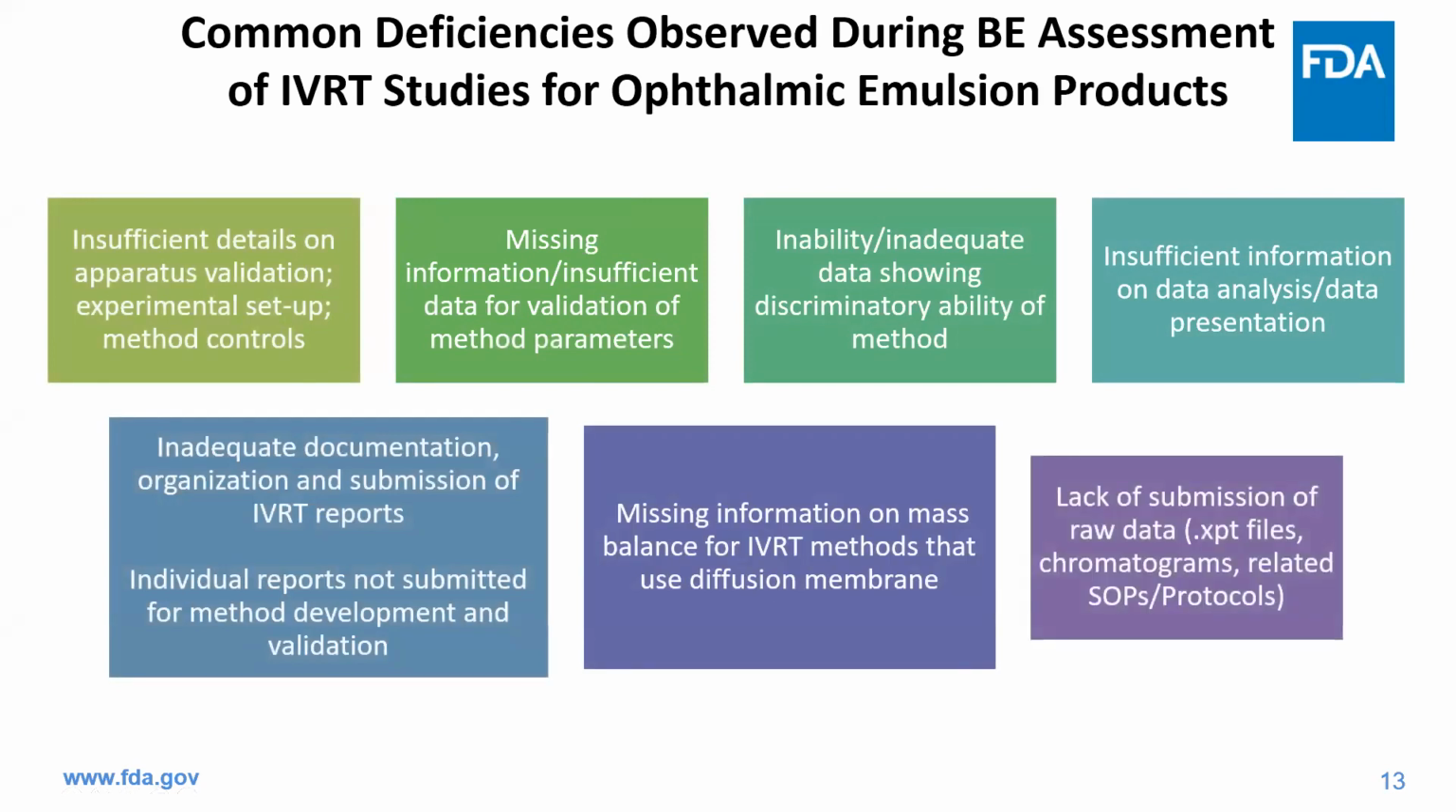During the bioequivalence assessment, the deficiencies that we observe can be grouped into the following groups, which sometimes could increase the assessment time and the number of assessment cycles back and forth with the applicant. Typically, we see deficiencies that relate to insufficient details on the apparatus validation, experimental setup, and method control. Also, we see missing information and insufficient data for the validation method parameters. Sometimes the applicant provides incomplete information regarding the discriminatory ability of the IVRT method.